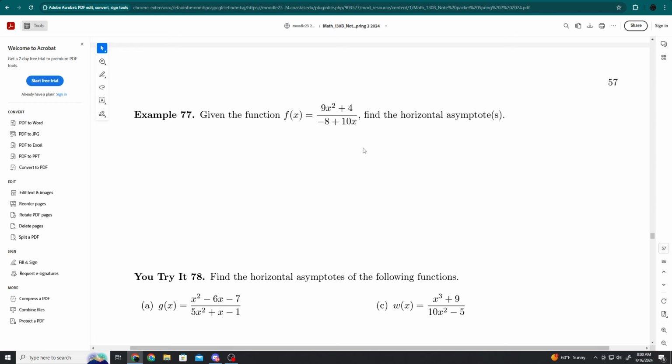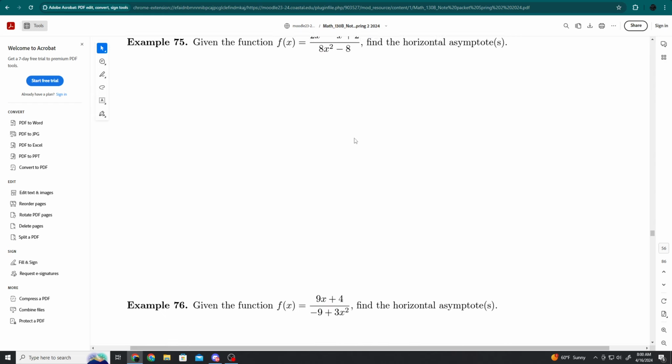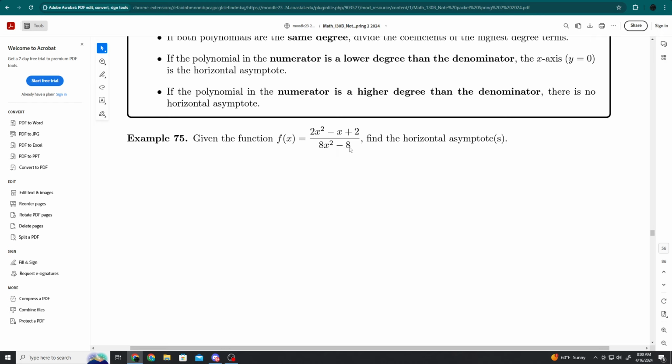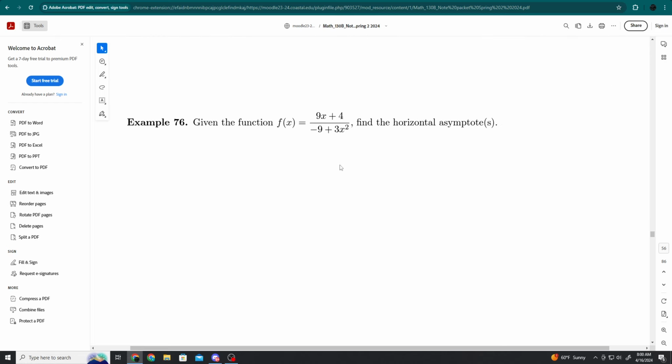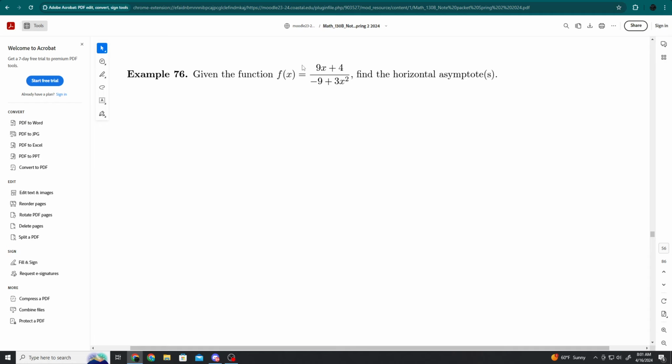Usually when I do these problems, I look at them. These are the same, so I'll literally write down same and say y equals 2 over 8, simplify if need be. I'll look at example 76 and say, degree 1 on top, degree 2 on bottom, so bottom bigger. And then I'll say y equals 0.